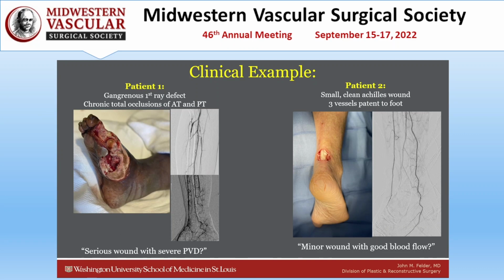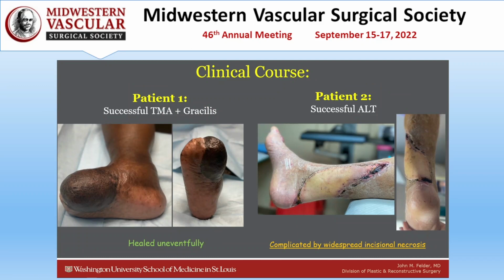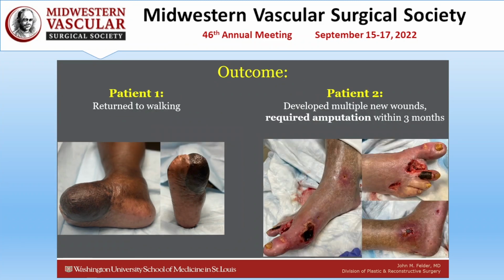On the left, patient one, or on your left as well, we have a gangrenous, more extensive foot wound that has severe disease seen on the angiogram. On the right, we have a more discrete wound with a better-looking tibial angiogram. Both of these patients underwent free tissue transfer. On the right, patient one fully healed and is ambulatory. Patient two was complicated by widespread breakdown, underwent multiple subsequent procedures, debridements, and ended up with major amputation.